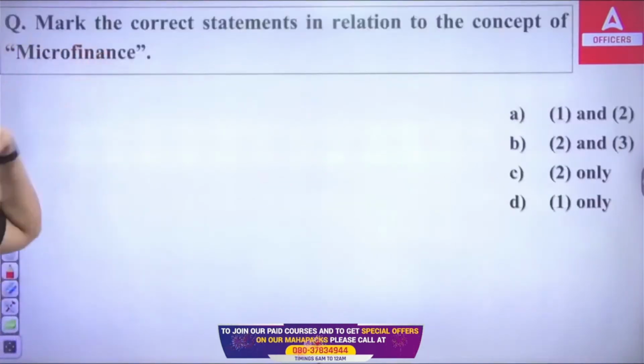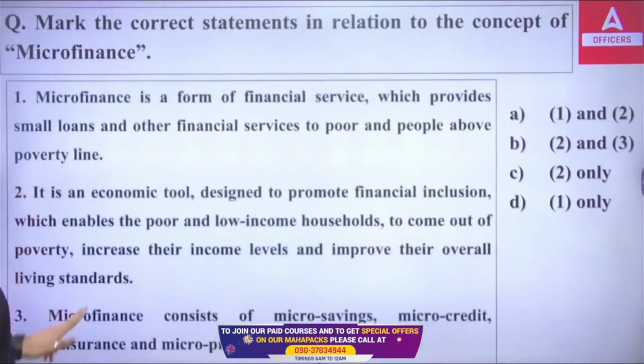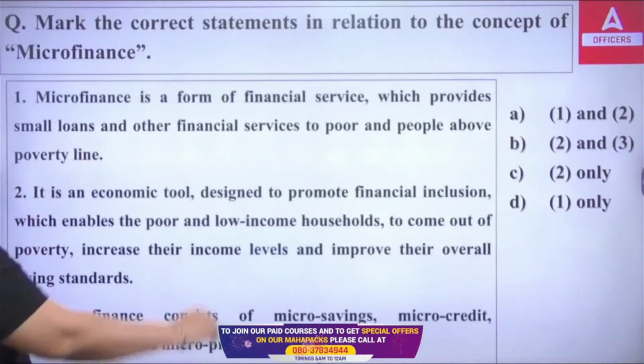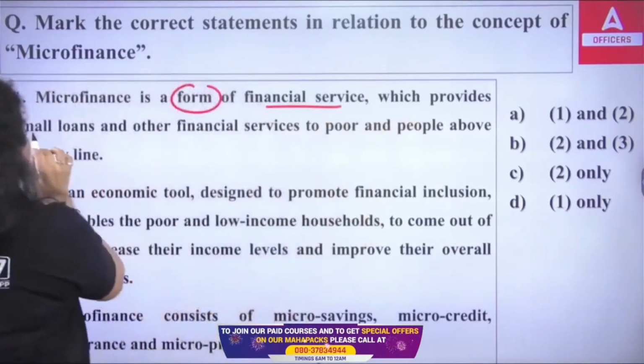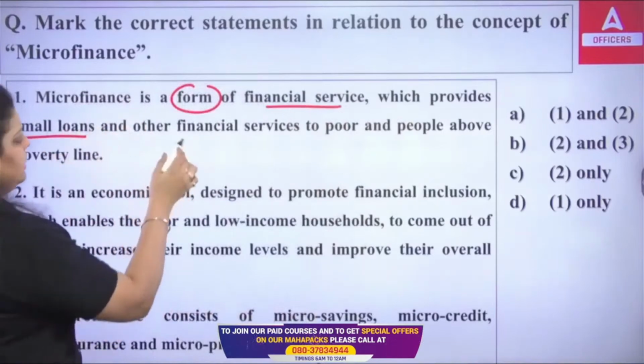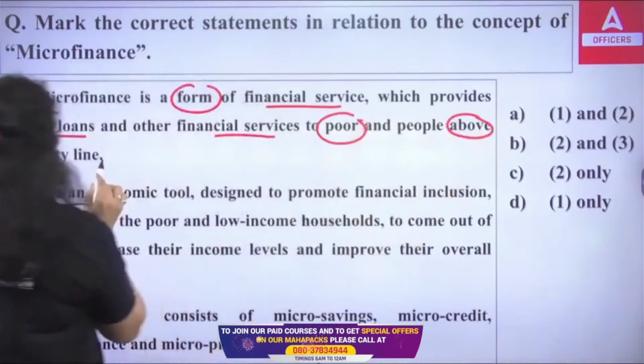Now, mark the correct statement in relation to the concept of microfinance. In relation to the concept of microfinance, which of the following is the correct statement that you have to tell? And we have three statements in front of us. First is saying microfinance is a form of financial services which provide small loans and other financial services to the poor and the people above the poverty line.